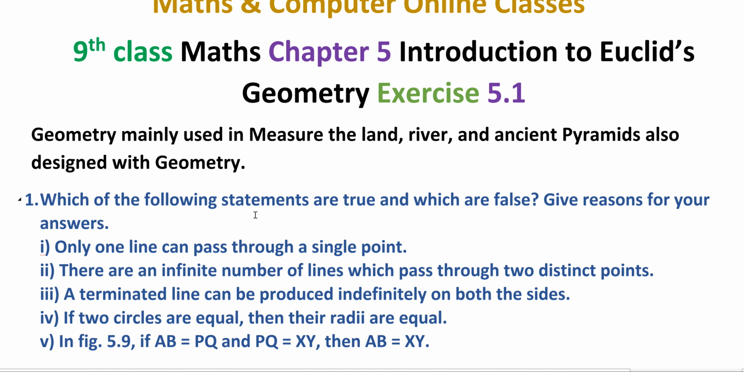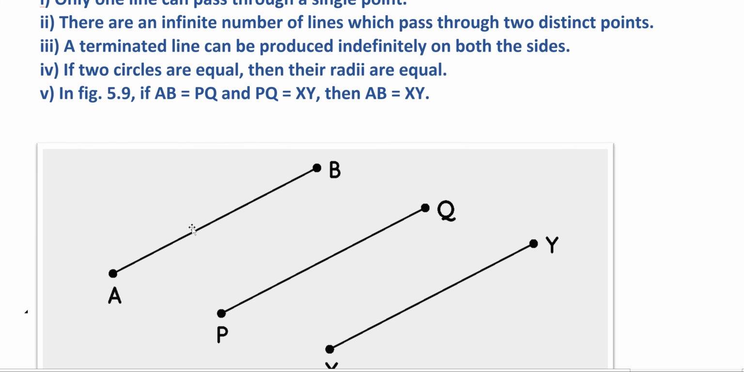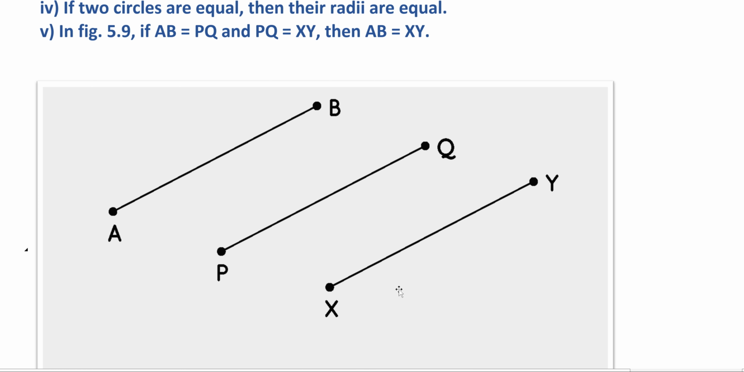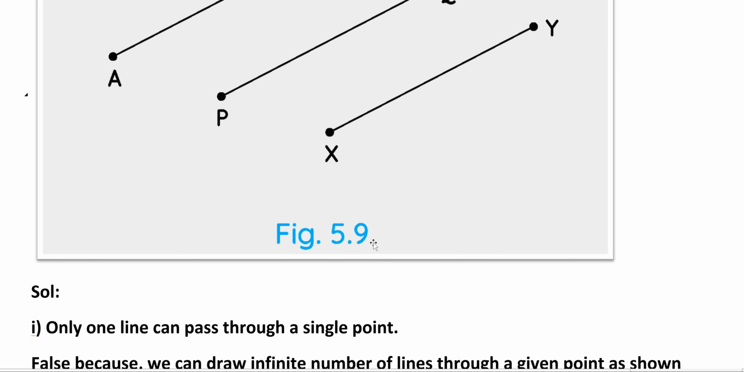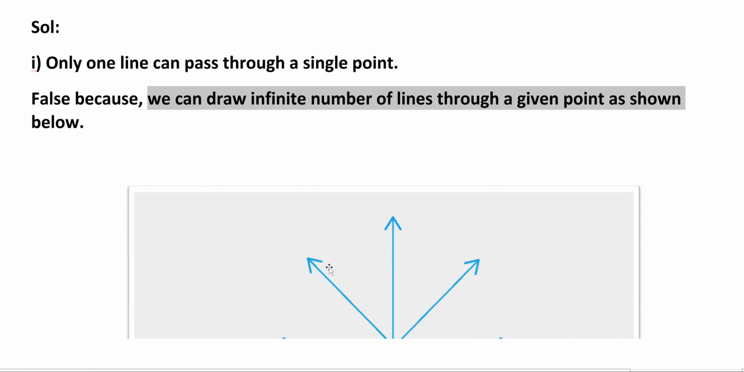Now in exercise 5.1, first problem: which of the following statements are true and which are false? Give reason for your answers. Now the first one, this is A, B, C. AB, PQ and XY are the points, figure 5.9. Only one line can pass through a single point. False, because we can draw an infinite number of lines through a given point as shown below.